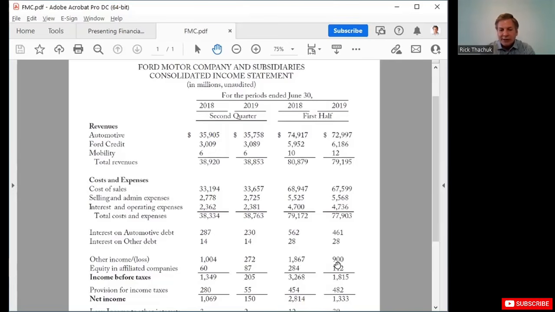You should have said other income at Ford Motor Company and subsidiaries was 900 million US dollars in the first half of 2019, down substantially from, or a substantial decrease from, 1,867,000,000 US dollars in the same period of 2018.